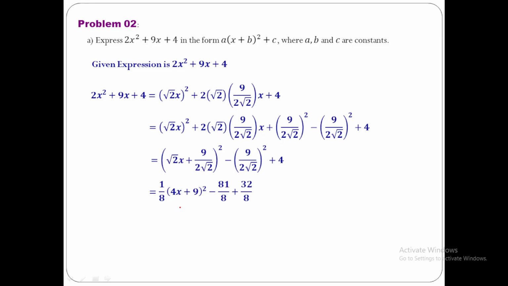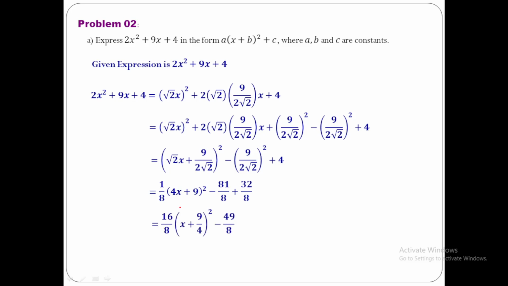2 root 2 is cross multiplied with root 2. We get (4x plus 9) over 2 root 2 the whole squared. 2 root 2 whole squared is 8. So the first term is 1 by 8 times (4x plus 9) the whole squared. The second term is (9 by 2 root 2) the whole squared. 9 times 9 is 81, and 2 root 2 times 2 root 2 is 8. For 4, we take the LCM as 8, and then we get 32 by 8.